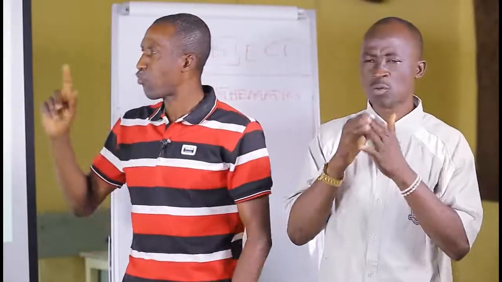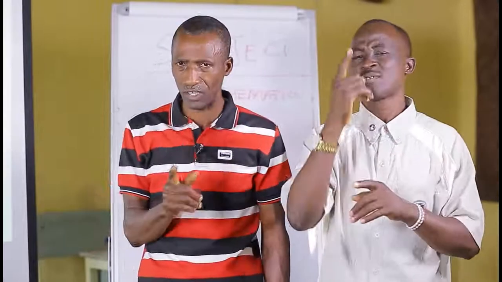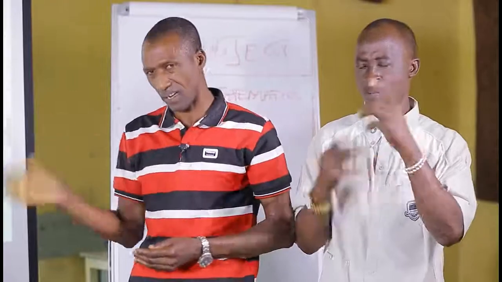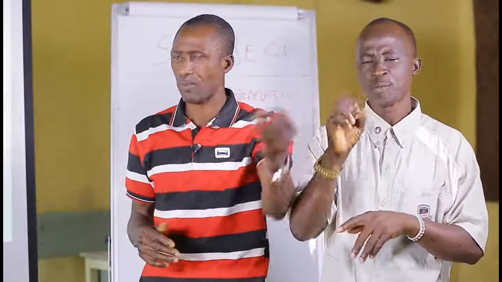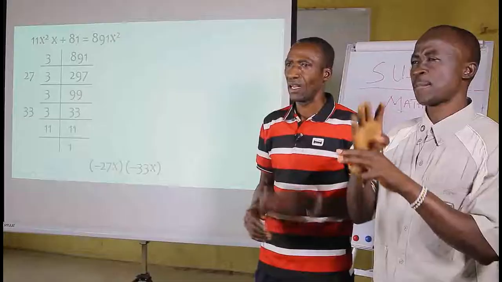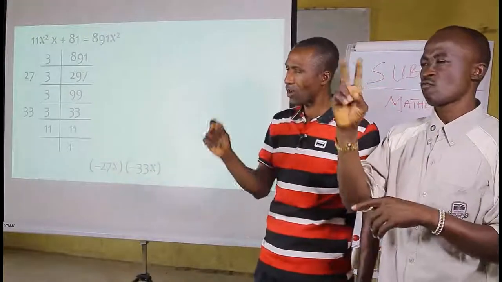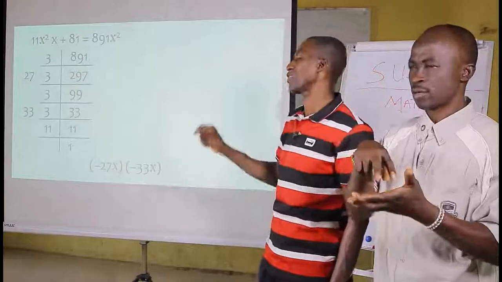Now, the first step in solving a quadratic equation is to take the first term and multiply by the constant. The first term is 11x squared, and the constant is plus 81.